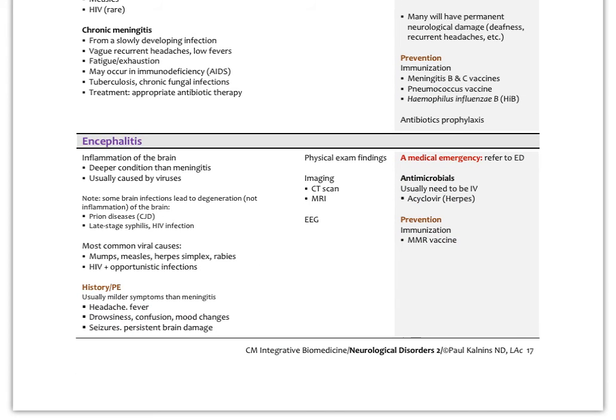This is a deeper condition than meningitis, usually caused by viruses. And this can actually lead to degeneration of the brain over time. So a classic example of more of a chronic encephalitis would be things like prion diseases. So that would be, for example, Creutzfeldt-Jakob disease.